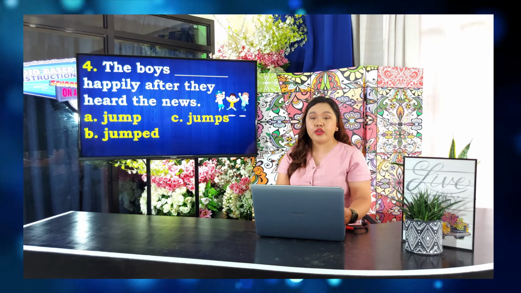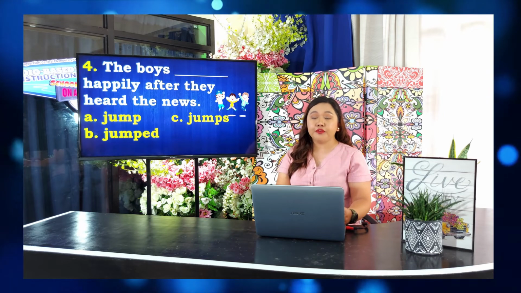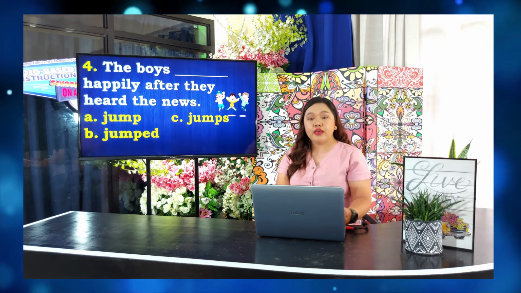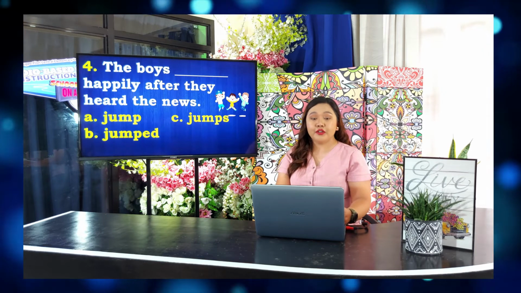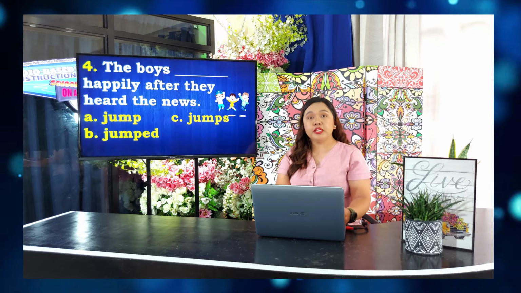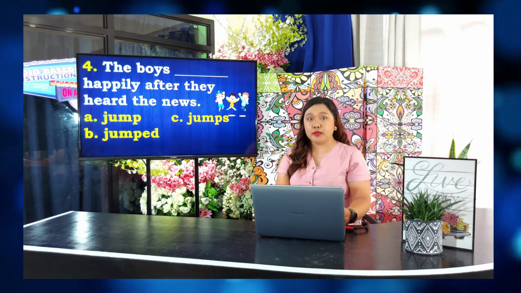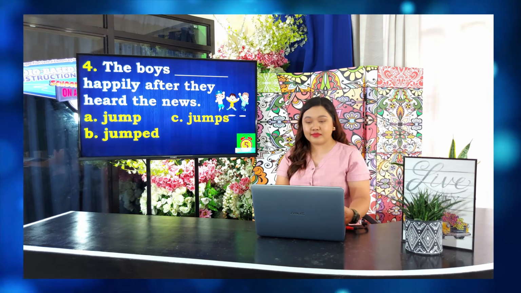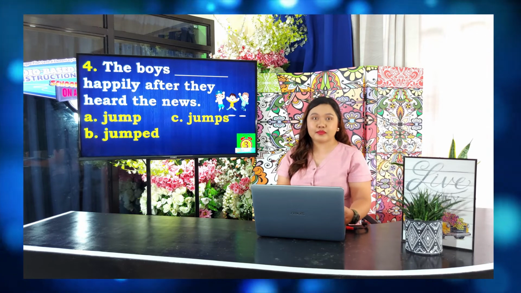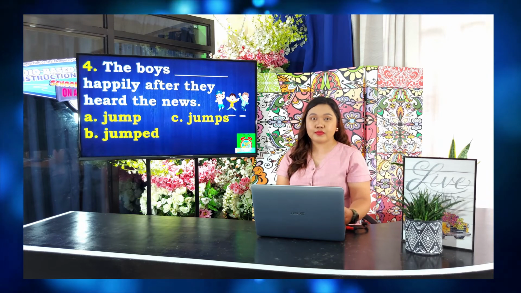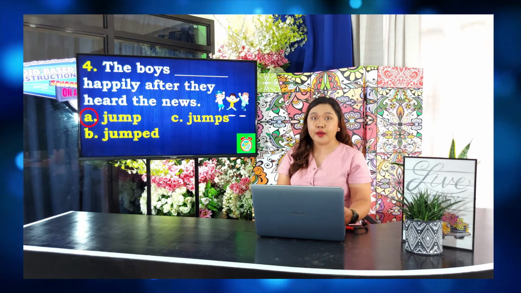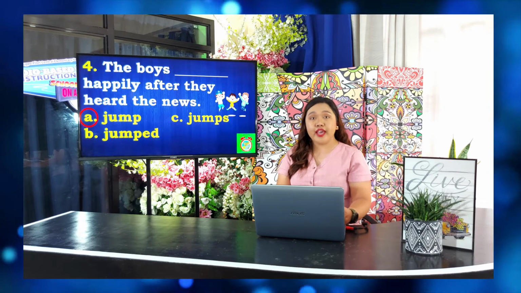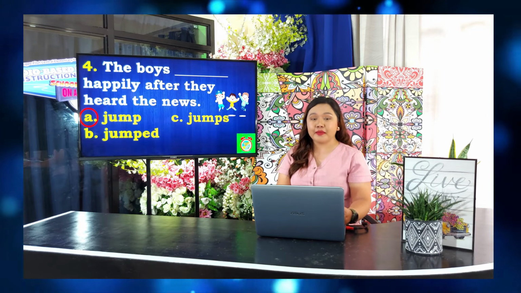Number 4. The boys blank happily after they heard the news. Letter A, jump. Letter B, jump. Letter C, jumps. Great! The correct answer is letter A, jump, because the action happened in the present time.